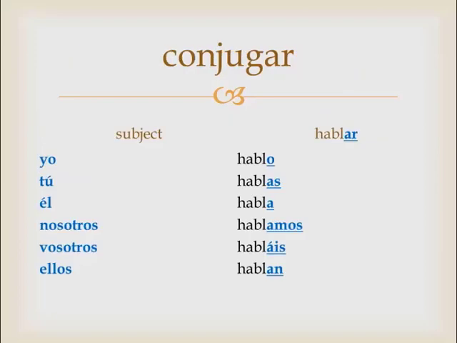So again, we have hablar. You've seen this one already. O, as, a, amos, áis, and an. Those are the endings that are going to correspond with the different subjects. Let's separate those out a little bit, and you can see the stem, habl, on the left, and the endings o, as, a, amos, áis, an on the right.